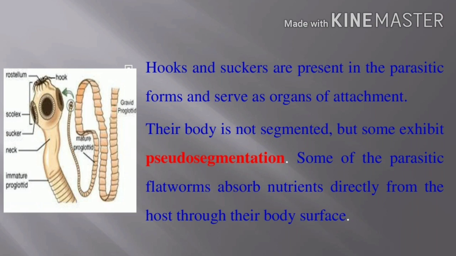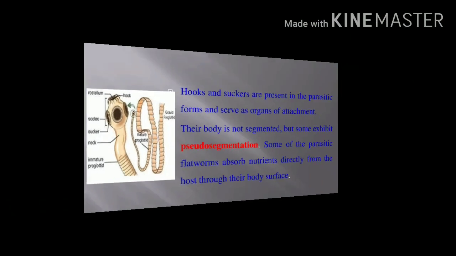So what special structures are present in these endoparasites? That is the hooks and suckers. They serve as organs for attachment, no segmentation, that is called pseudo segmentation. It is parasitic, absorbing nutrients directly from the host through the body surface.